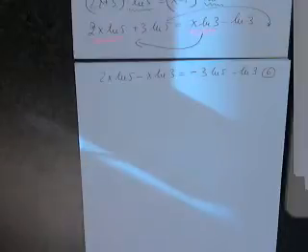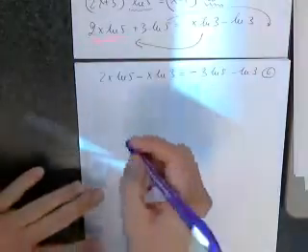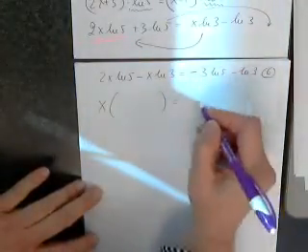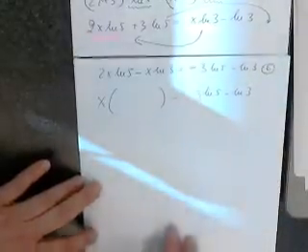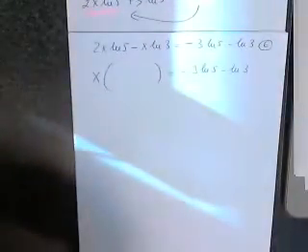So what should I do on the left-hand side? Because I still need to solve for x. I'm factoring out x. So what is left in parentheses?